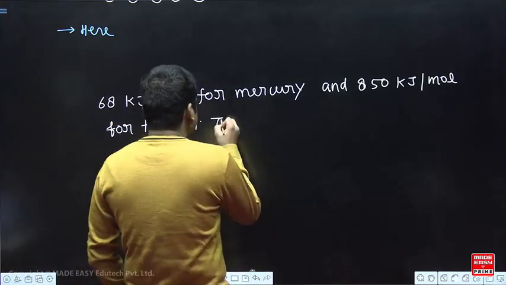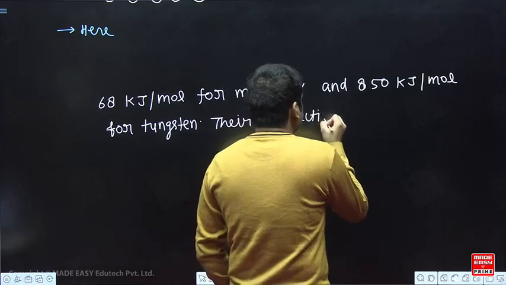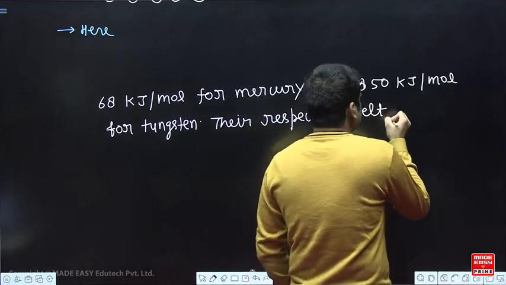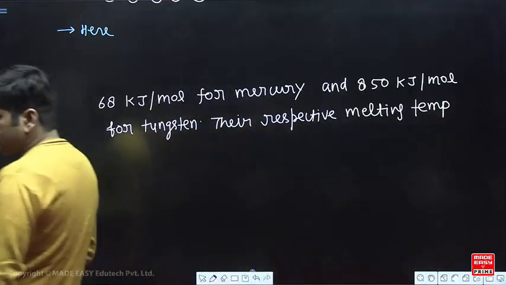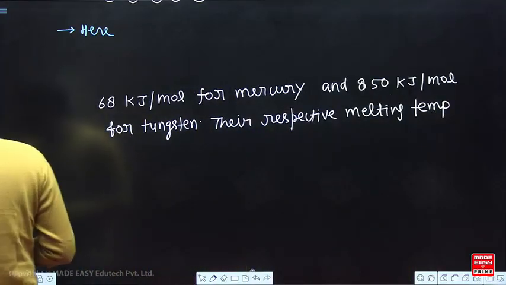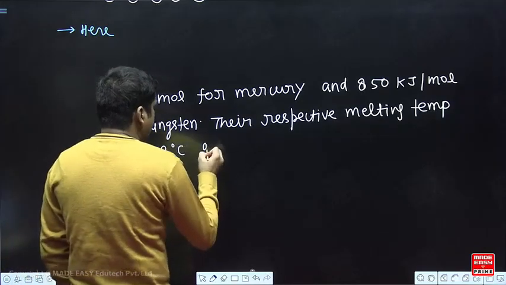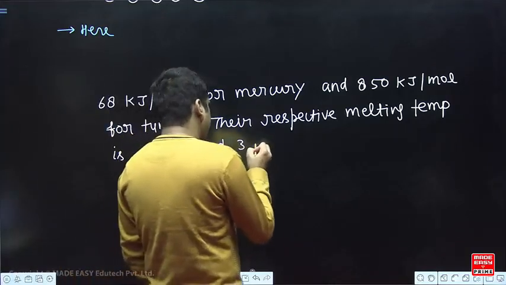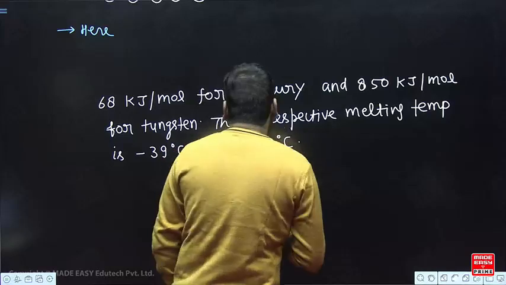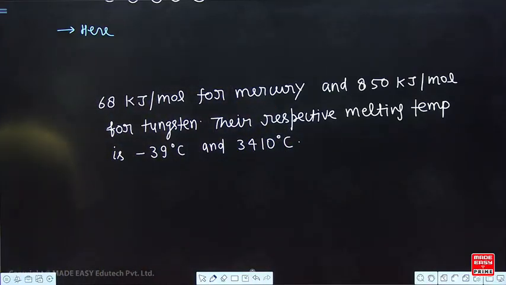Their respective melting temperature is -39 degree centigrade for mercury and 3410 degree centigrade for tungsten. So the stronger the bond, the higher will be the melting point.